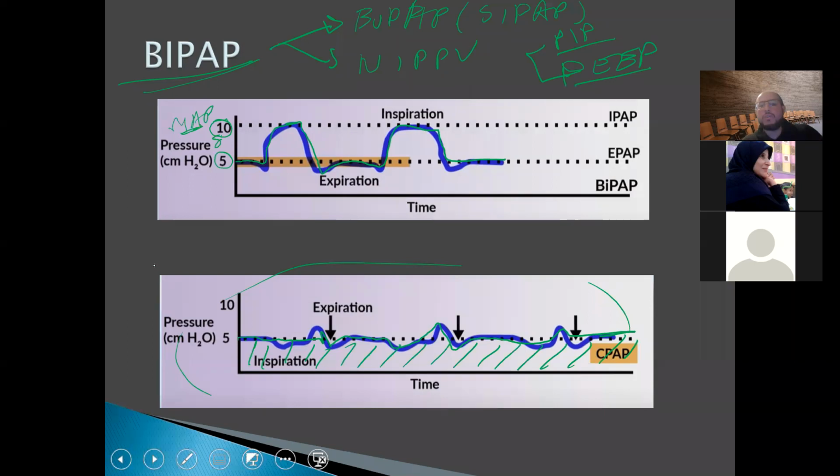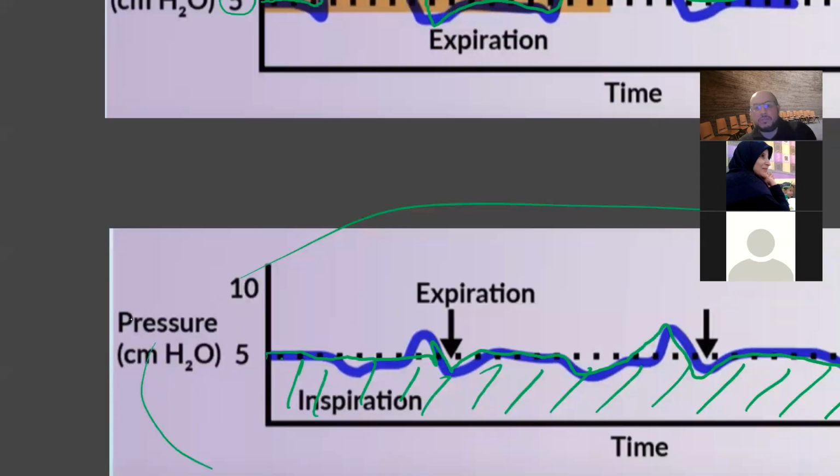In NIPPV, we set it as a vent, usually a higher PIP, like 20, or we can go up to 25 or 30.